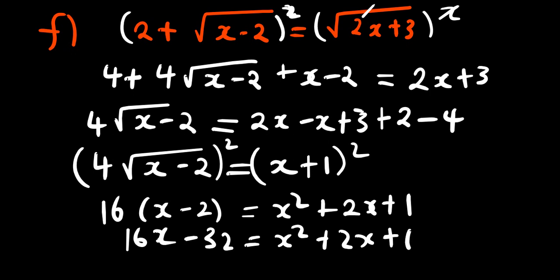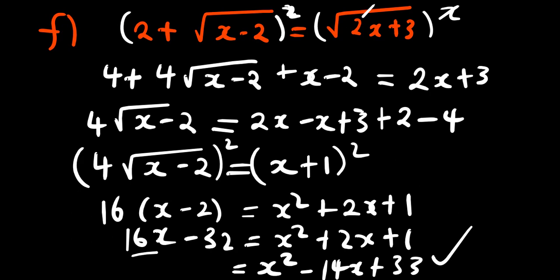Then you put the like terms together. 16x, when I take everything on the other side of x squared, 2x minus 16x, when I take the 16x to the other side, becomes a negative. So 2x minus 16x will give me negative 14x. Then the negative 32, when taken to the other side, becomes a positive. So I have 1 plus 32, I have a plus 33. Then you solve this quadratic expression. Okay, so that's how you solve these questions. Very simple and very straightforward.